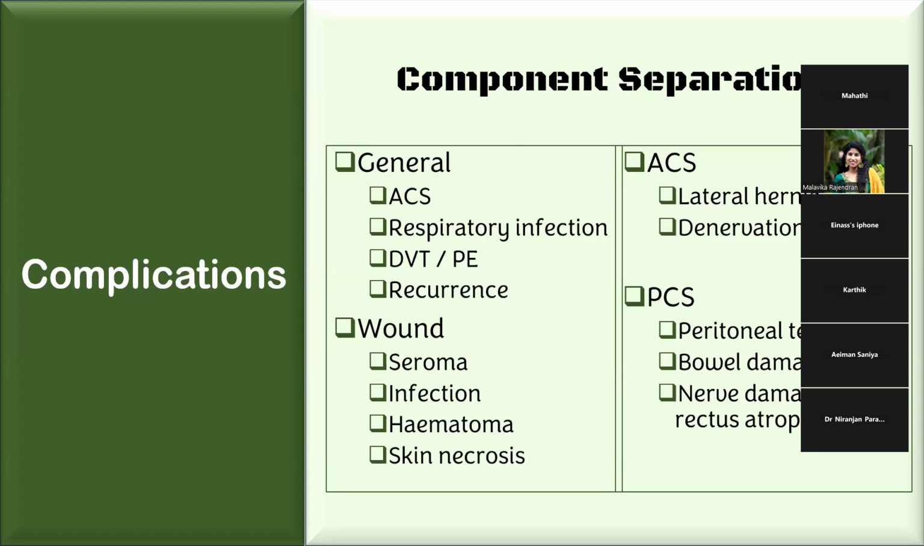So here you can see respiratory infection, DVT, and recurrence is common in all of them. Seroma, infection, hematoma. As I told you, there are big flaps, so you can have skin necrosis, compartment syndrome, denervation syndrome. I keep saying be careful, do not denervate, but you end up denervating it, causing a general weakness and the general bulge and a higher failure rate. Peritoneal tears, bowel damage, and rectus atrophy. These are the common complications that one can see, and you must be aware of them and face them.